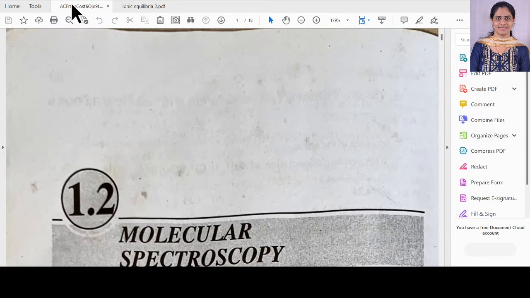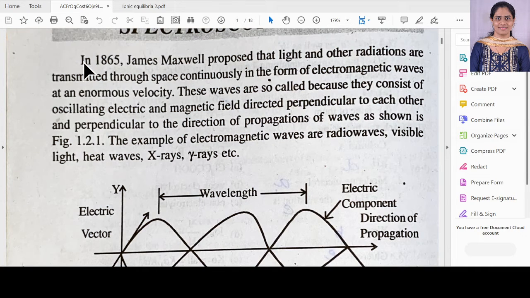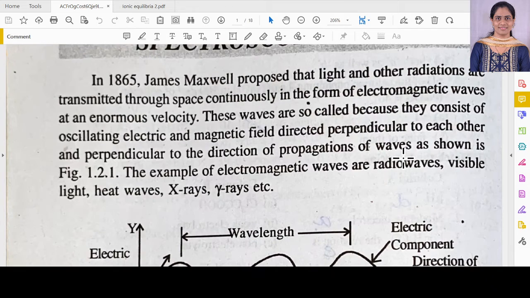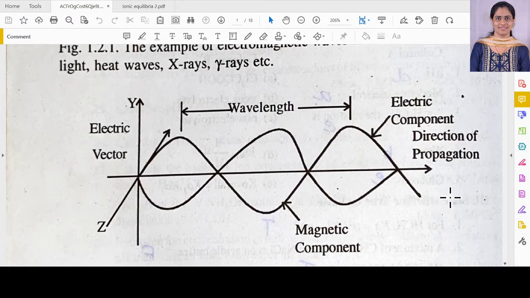Then another unit in this is molecular spectroscopy. Okay, we have seen what spectroscopy is. It is the branch of science which deals with the interaction of light with matter. Okay, now what is light? Light is an electromagnetic wave. We know it is not simply the electric component or the magnetic component. It is a combination of electric and magnetic components which are perpendicular to each other. So light has wave nature and also particle nature. Okay, wave particle duality is explained with the de Broglie equation.